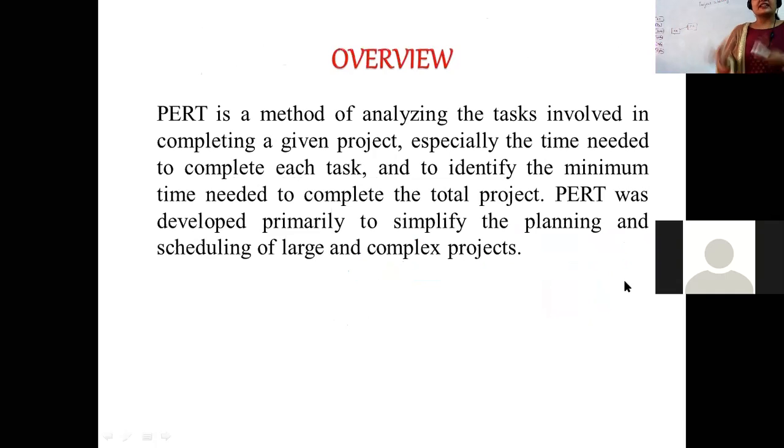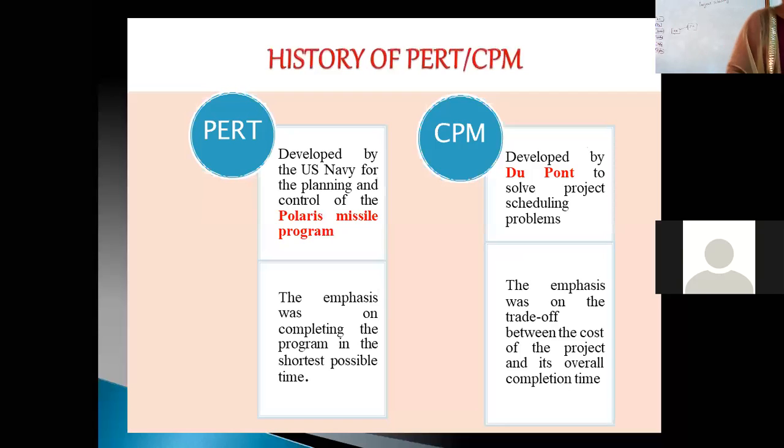It is analyzing the tasks involved in completing a given project and finding the minimum time needed to complete the total project. PERT was developed primarily to simplify the planning and scheduling of large and complex projects. So we have PERT here and CPM. PERT was developed by the US Navy for the planning and control of the Polaris missile program. And CPM, the critical path method, was developed by DuPont to solve project scheduling problems.